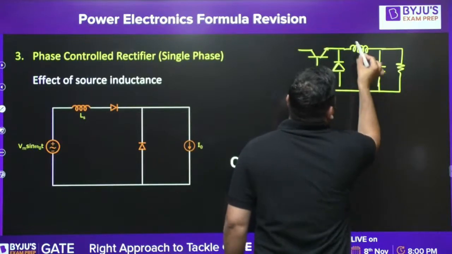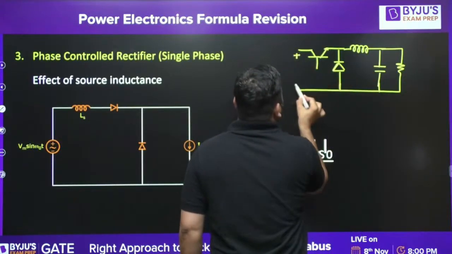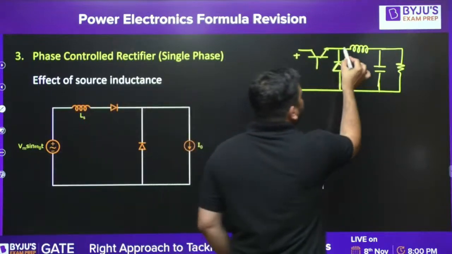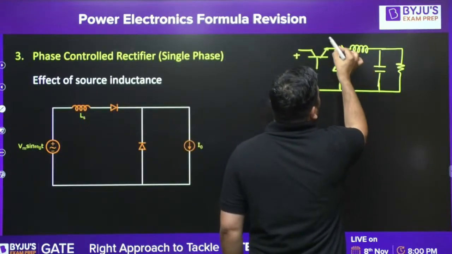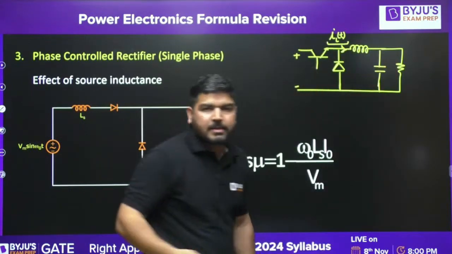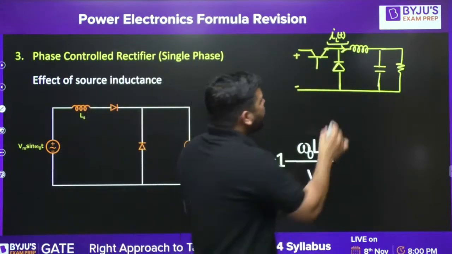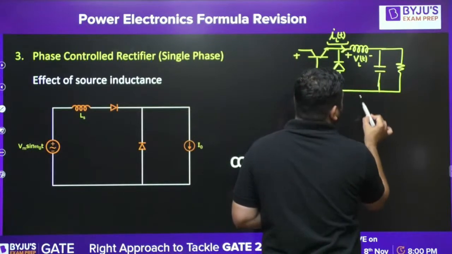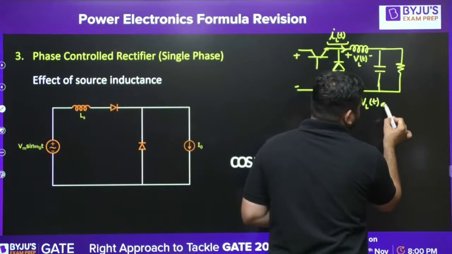We have an inductor, and we know that this circuit is working under steady state. So under steady state, we know that this current is periodic. This IL(t) is periodic, then only it will reach steady state. So if this IL(t) is periodic, then we know that this VL(t) average must be 0.